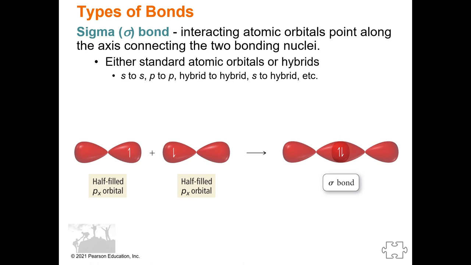So when the overlap occurs along the internuclear axis, we would have a sigma bond. So here we go. Here's one nucleus, and we're going to draw a line to the other nucleus. And here we have the internuclear axis. If the overlap occurs along this axis, then we have a sigma bond. And any combination of orbitals can be used here. We could have the regular atomic orbitals overlapping with each other. We could have just the hybrid orbitals, or an s or a hybrid orbital overlapping, as long as the overlap occurs on the internuclear axis.